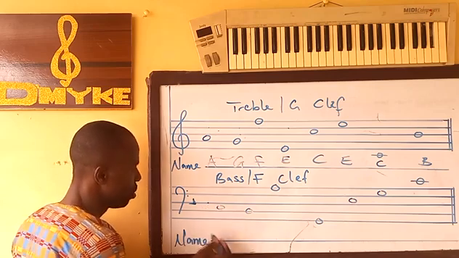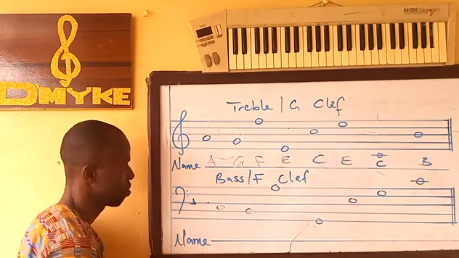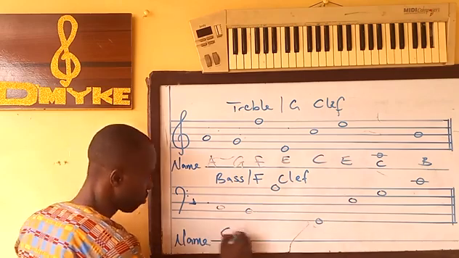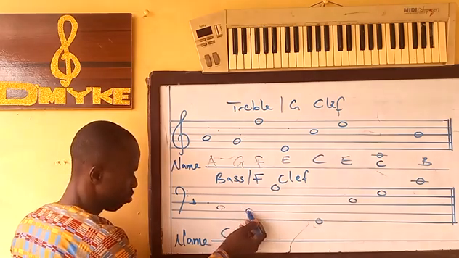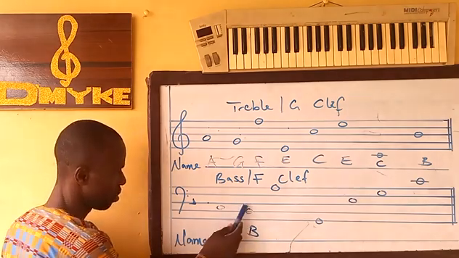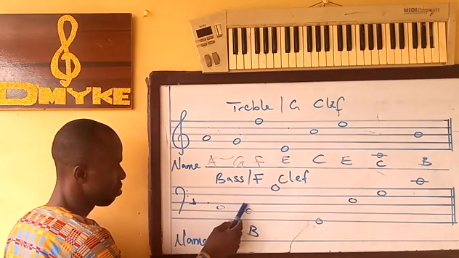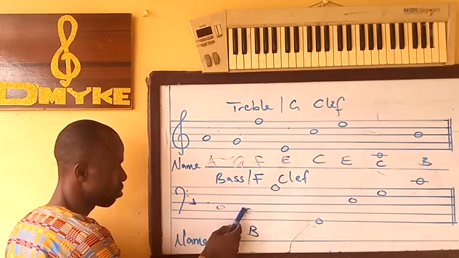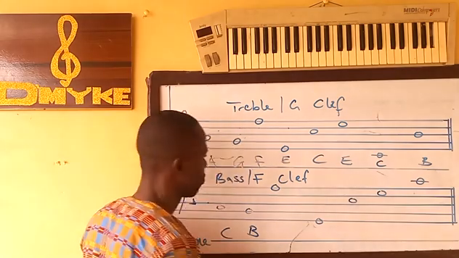So if this is D, that means the letter immediately before D is C. It means this point is C. If this one is C, the one below it is B. Don't forget this is C. The space below that one is the line D. The space below that D is C. The line below C is B. A, B, C. Don't forget.